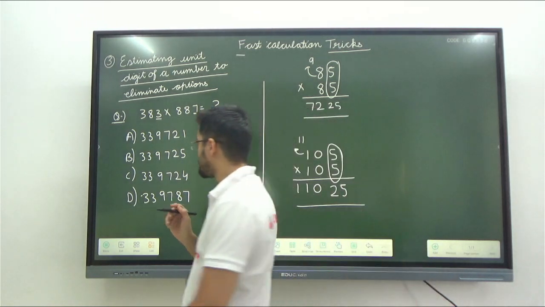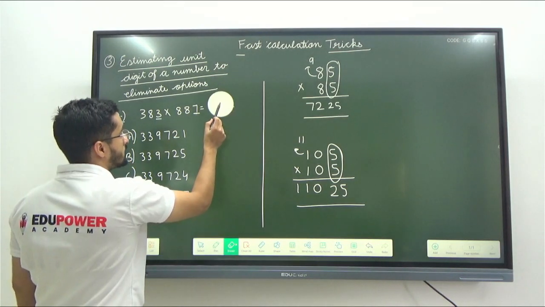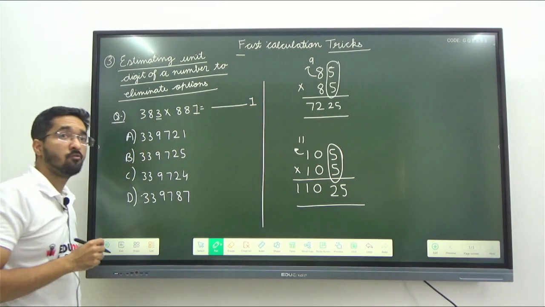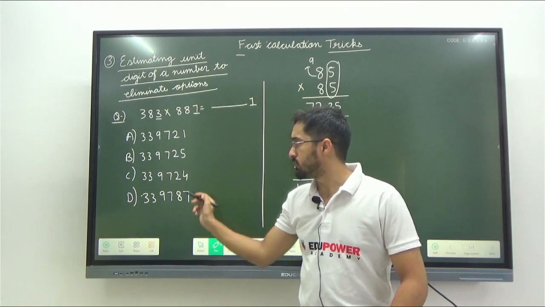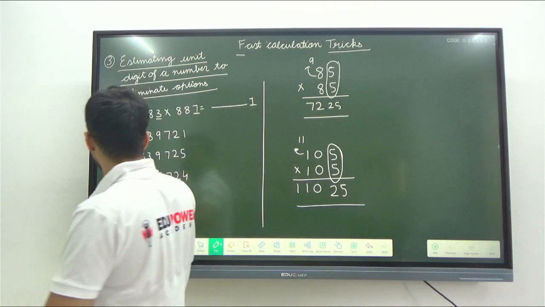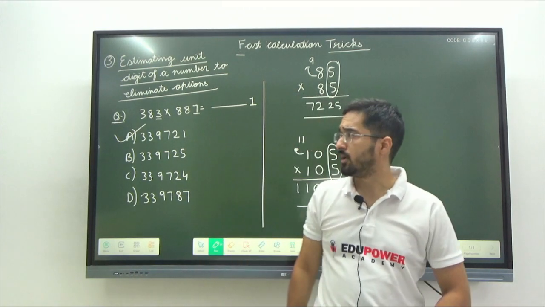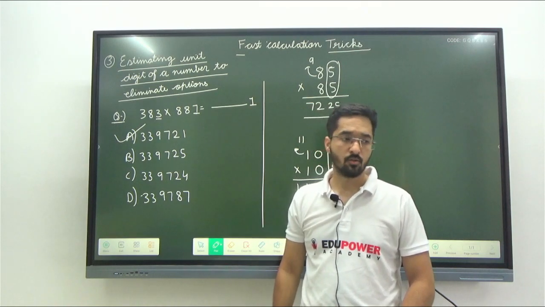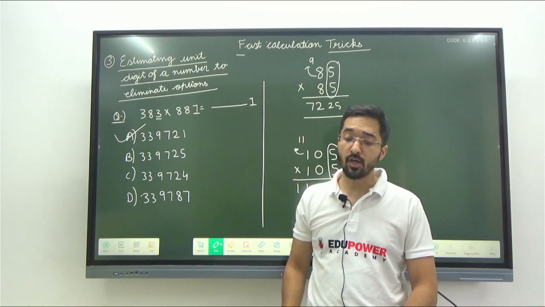That is 1. So whatever the answer is, the unit digit of that answer should be 1, right. So, in the options, which option has unit digit 1? It is only option A, right. So, you can directly mark option A and move ahead. You do not need to solve the entire sum. Are you getting my point? That is how we estimate the answer just by looking at the unit digit.